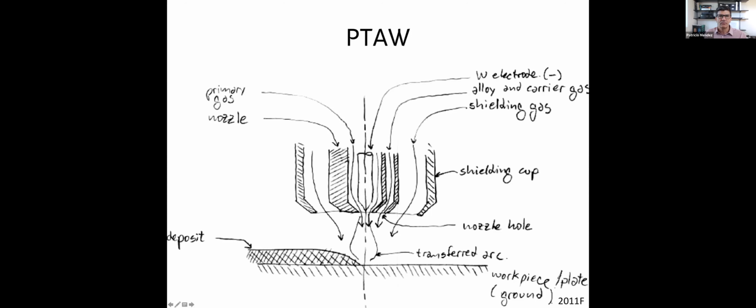But now our equipment is more expensive. We have all the expenses of TIG, plus the expense of having a second gas flow, that is the flow that constricts the arc. And the torch doesn't look like a TIG torch at all, because it has this extra conduit for the primary gas that makes the arc.